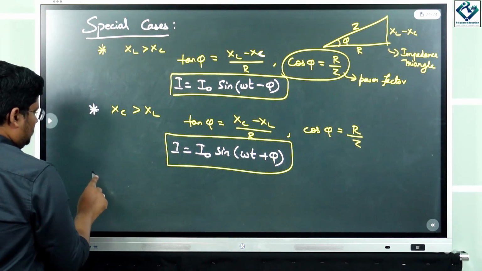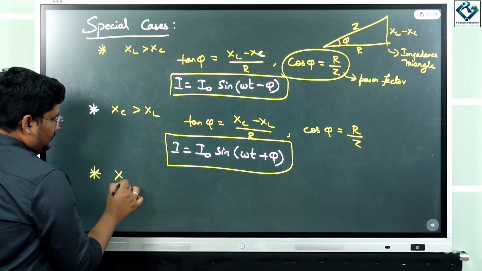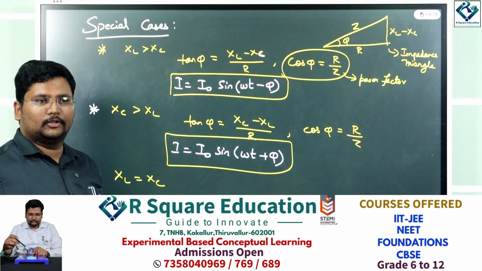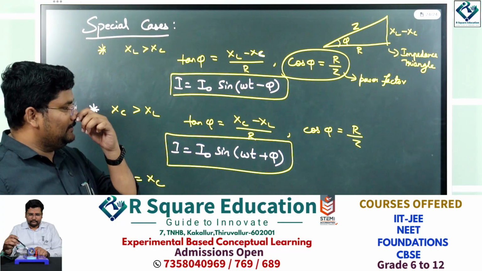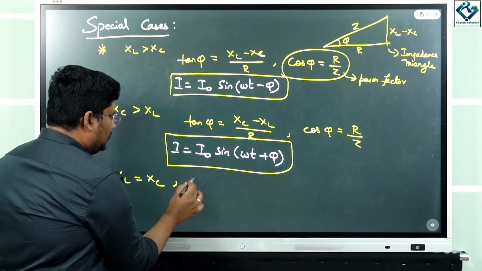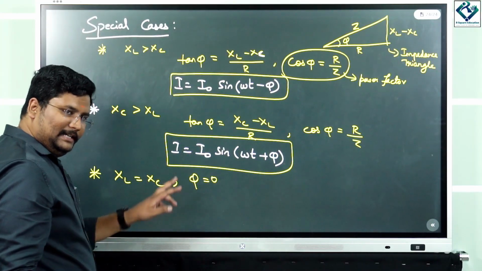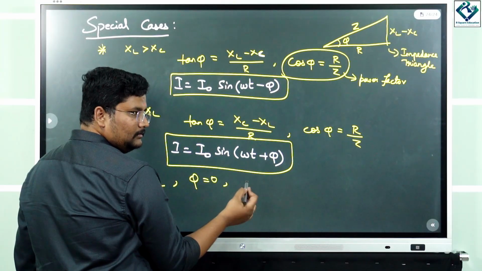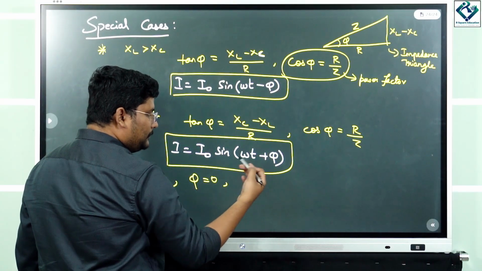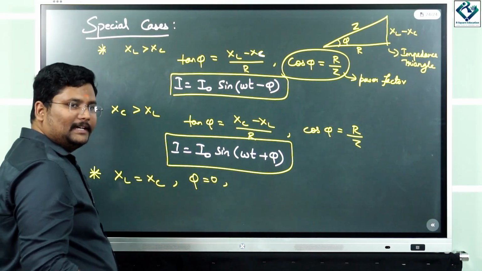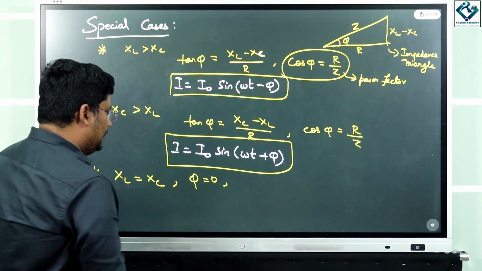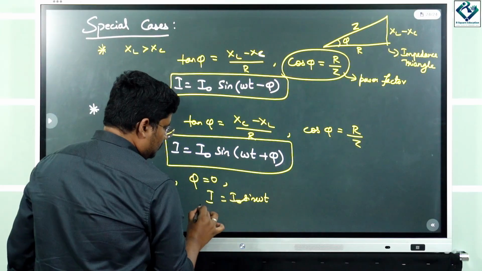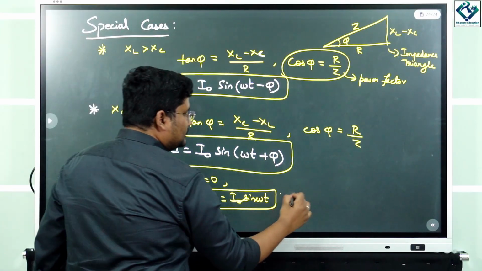Okay. Suppose XL is equal to XC. What will you get as tan phi? 0. If phi is 0, then what will happen? It will be a purely resistive circuit because there is no phase angle at all. It will be just a purely resistive circuit.